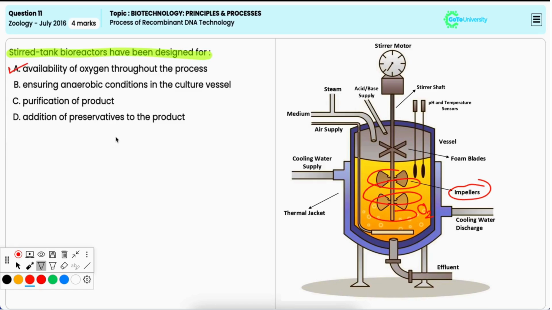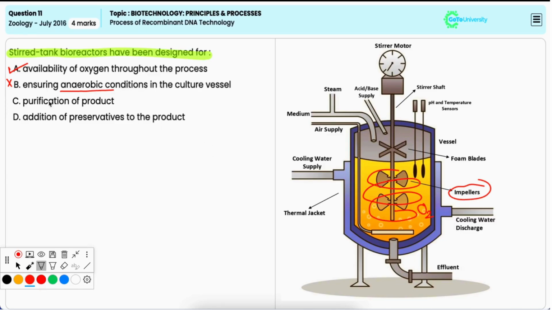Option B: Ensuring anaerobic conditions in the culture vessels. This is incorrect because these types of bioreactors are mainly designed to facilitate oxygen transfer for aerobic processes. And anaerobic conditions, if required, can be achieved by eliminating oxygen and not through stirring.